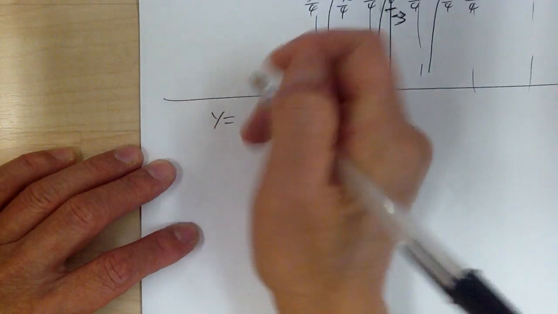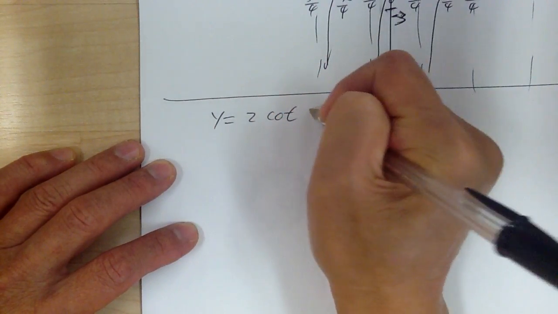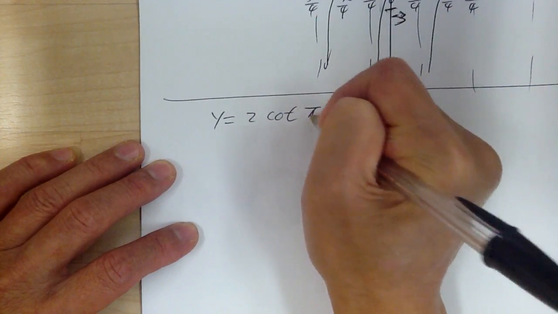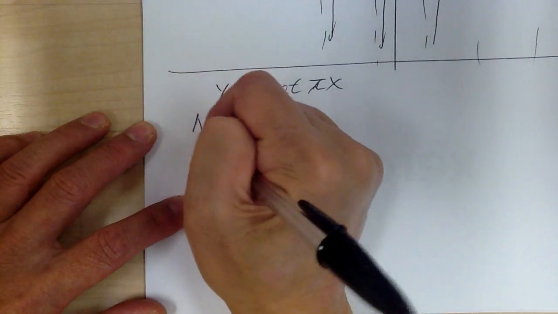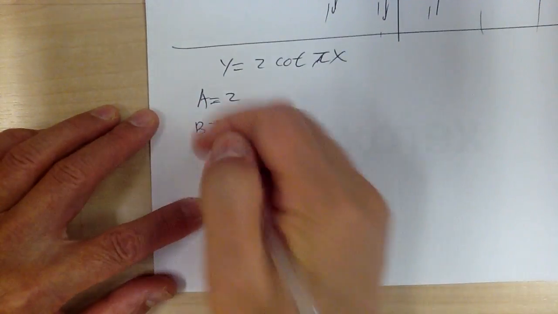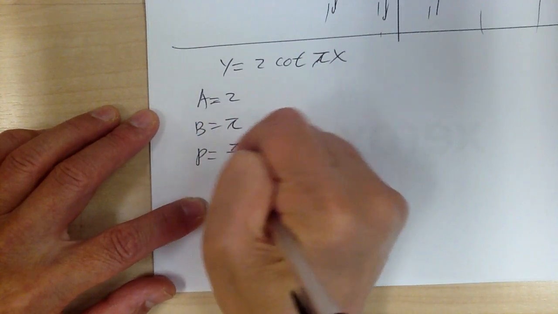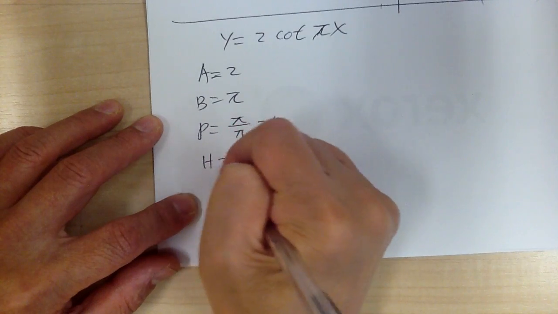Okay, how about y equal to 2 cotangent of pi x? So you can go through all that. a equal to 2, b equal to pi, and the period is equal to pi over b, which is equal to 1, and so the half wave would be 1/2.